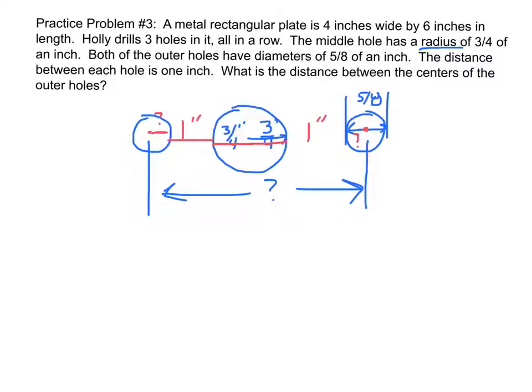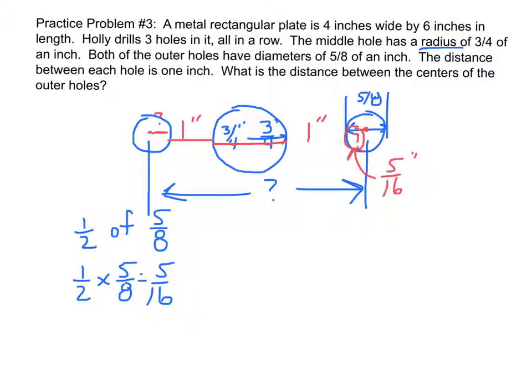In this problem now, I really have been given all the distances except for this one distance here, which is the radius from the center to the outside edge of the smaller 2 holes. So I want to find out what is half of that. So I'm going to take 1/2 of 5/8. Of, once again, means to multiply, so I could go 1/2 times 5/8, which is equal to 5/16. So I know that this radius right here is 5/16 of an inch.